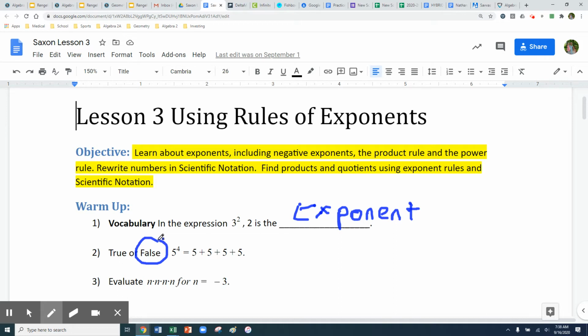And lastly, evaluate n times n times n times n. Evaluate is a word that we talked about in our last couple lessons. Evaluate just means to solve. So we're going to take the variable out, put the number in, and then solve it out. So we're going to look at taking -3 times another -3 times another -3.